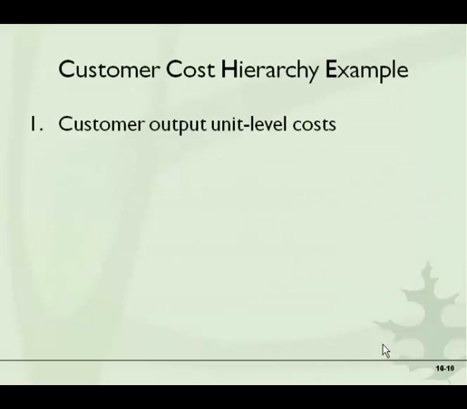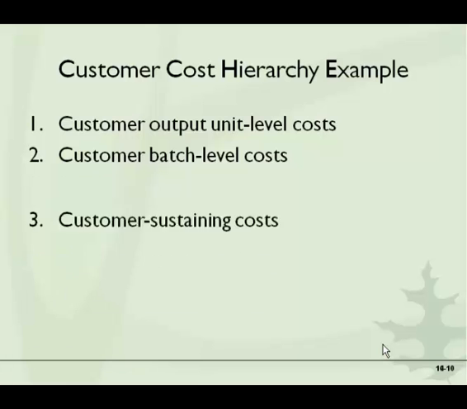Here's an example. We could have customer output unit level costs. So these would be costs associated with the actual units we're selling to the customer. And those costs go up as we sell more units. We could have batch level costs, and here the idea is cost associated to a number of products being sold. So if we have shipment cost and they buy in terms of a batch, that could be an example of a customer cost at the batch level.